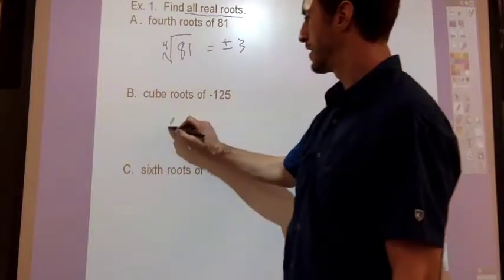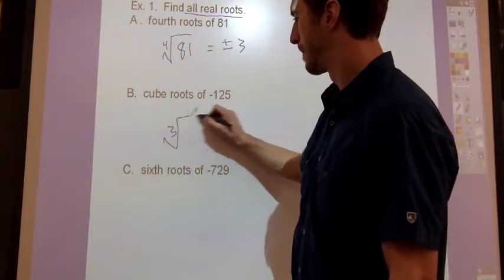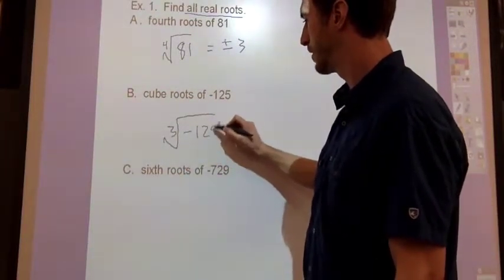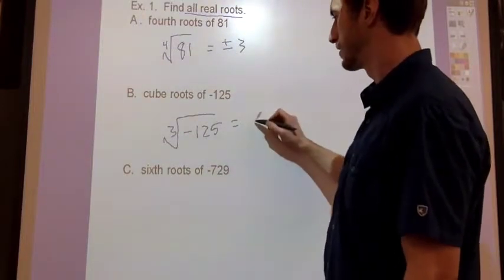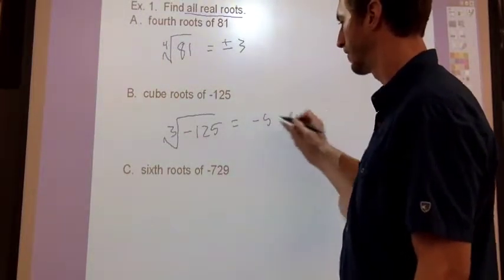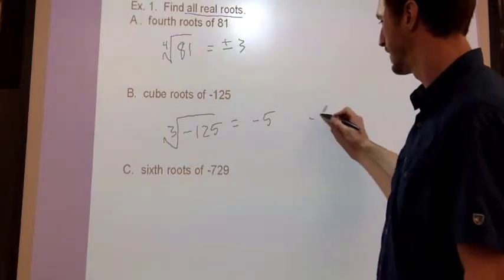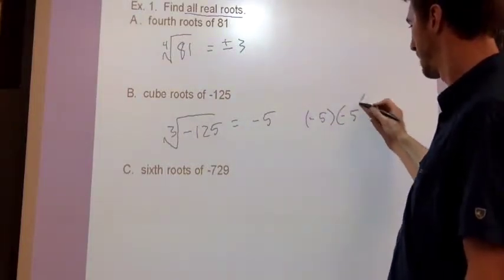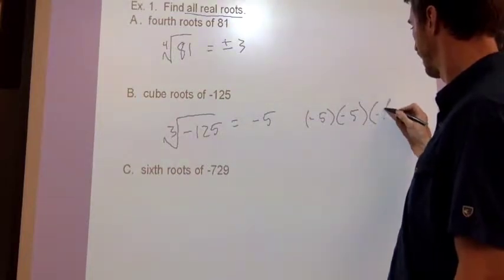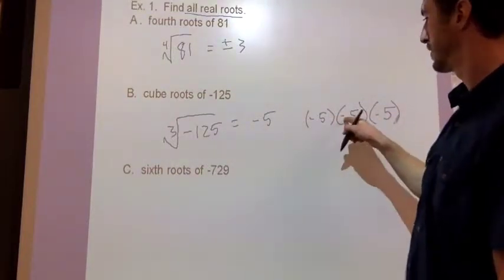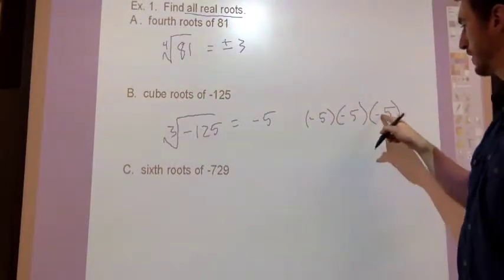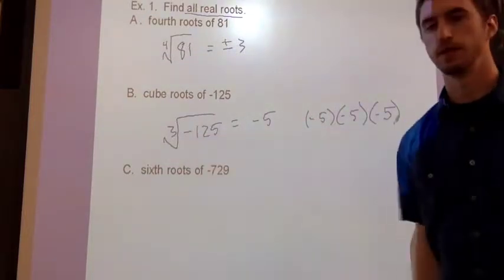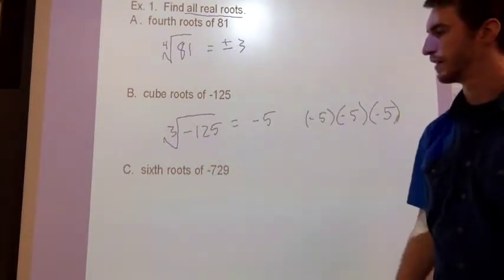For this one, the cube root of negative 125 is going to be negative 5. If we multiplied negative 5 by itself 3 times, negative 5 times negative 5 is 25. 25 times negative 5 is going to be negative 125. So our answer is negative 5.